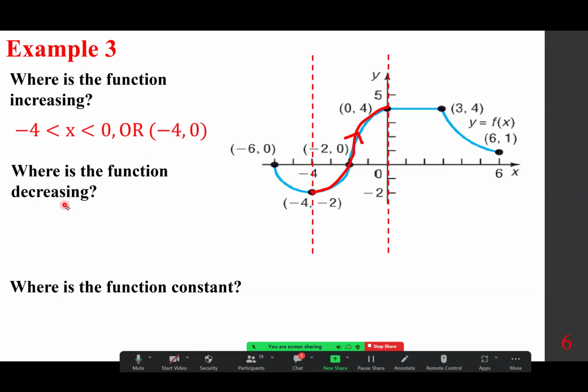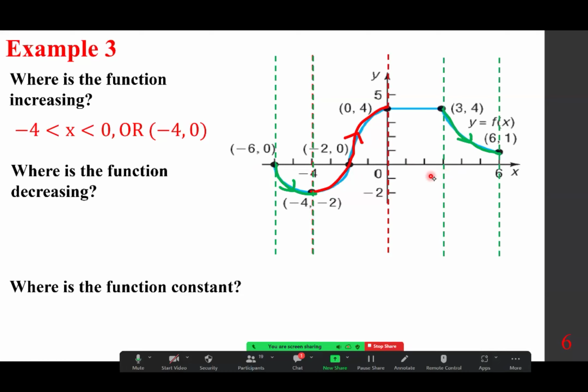Now, where is this function decreasing? It's decreasing here, and it's decreasing here. This makes it from -6 to -4, and from 3 to 6 with the union. So -6 comma -4 union 3 to 6. The endpoints are not included.